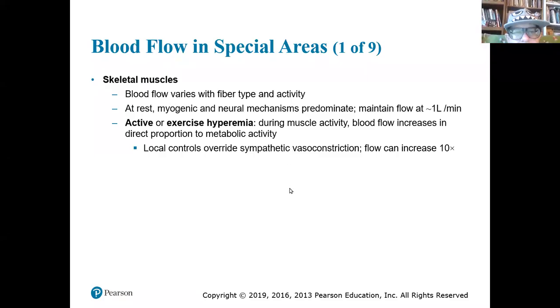Okay, so if you are active or exercising, you're going to increase the blood flow to the muscles. That makes perfect sense. Local controls, you have sympathetic vagus saying, oh, vasoconstrict. And because the organs need oxygen, need blood flow, they're going to override that and say, yeah, forget about that. Just give me what I need. And it can go up 10 times. I mean, huge amount.